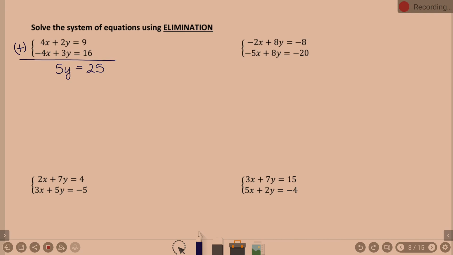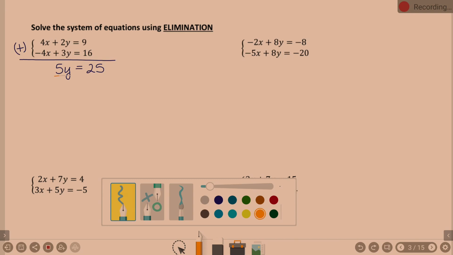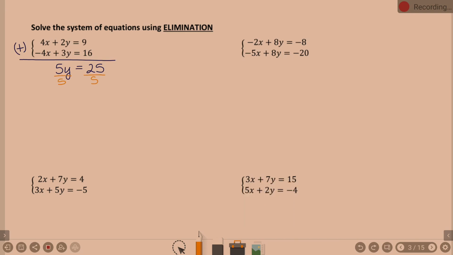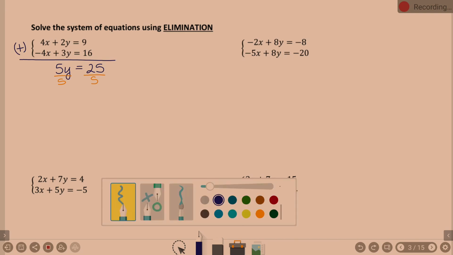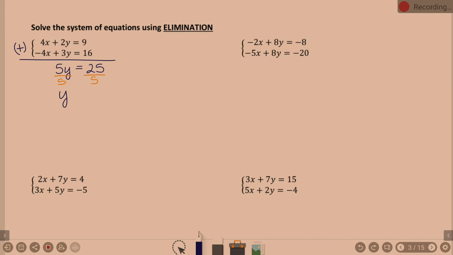What do we do? Yeah. If it's 5 times y equals 25, we're going to divide by 5. And then you're going to have 5y divided by 5 is y. 25 divided by 5 is 5. So we know y equals 5. Am I done? No. What kind of answers did we want in all the other pieces? Ordered pairs, yes? X, Y. I have y. I don't have x yet. Thoughts of how we're going to get x?